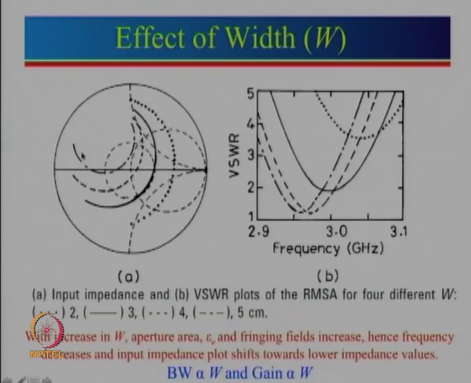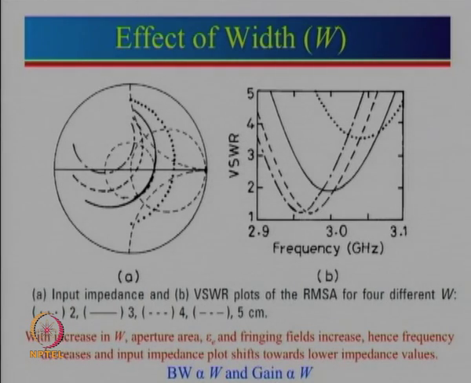Then we looked into the effect of W, and it has a lot of effect on the impedance. You can see that this is for W equal to 2, then W equal to 3, W equal to 4, W equal to 5. We can see that as width increases, input impedance decreases and the whole curve shifts towards lower impedance values. We also notice that as W increases, the resonance frequency slightly decreases, and the reason is that as W increases, epsilon effective increases, which reduces the resonance frequency.